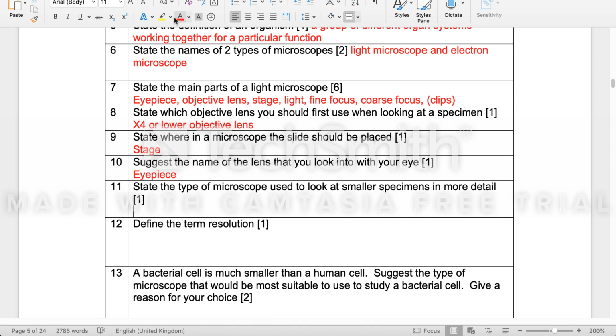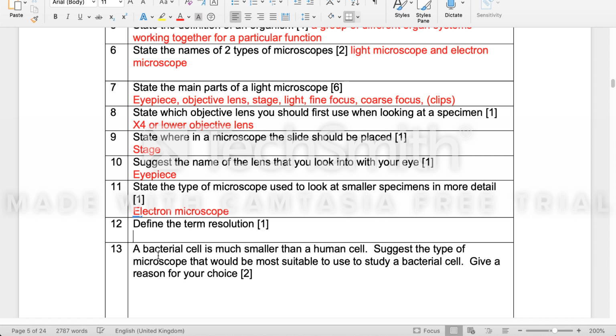Okay, number 11. State the type of microscope used to look at smaller specimens in more detail. All right, so really simple. Basically, it's asking which microscope is more powerful. Okay, and as I mentioned before, it is the electron microscope.